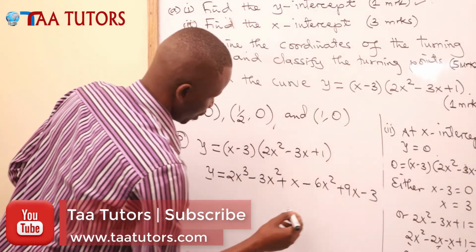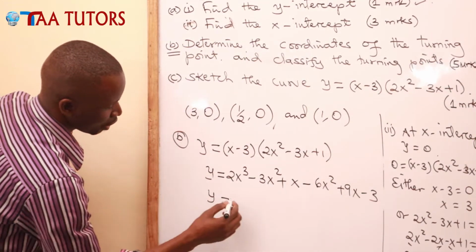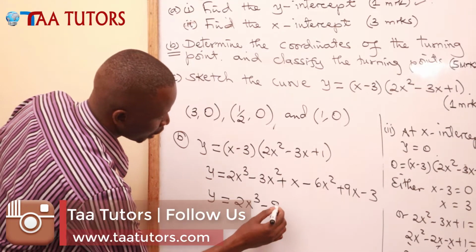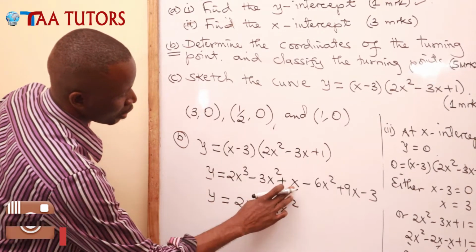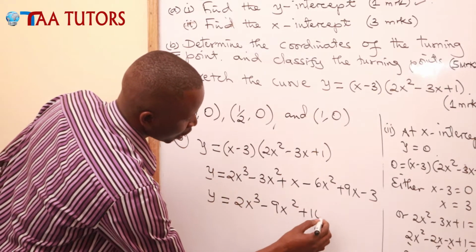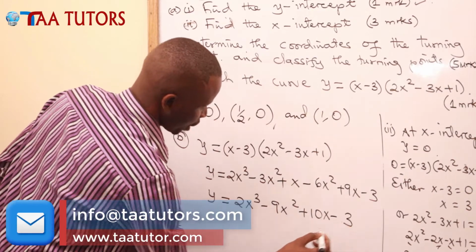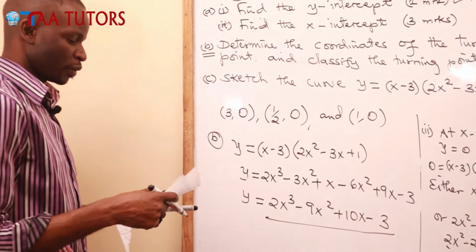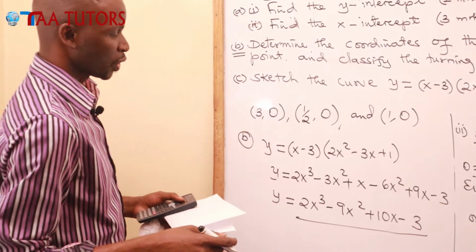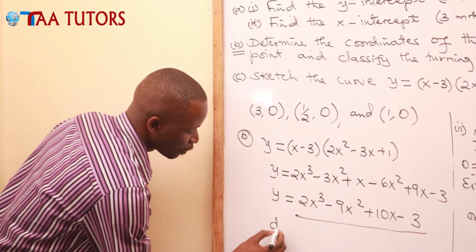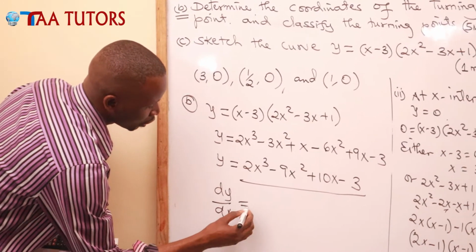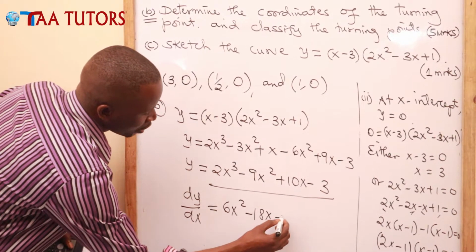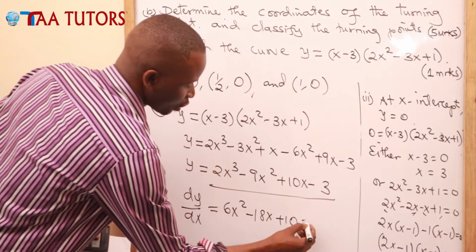minus 3. So y will be, if we collect like terms, 2x cubed minus 9x squared plus 10x minus 3. That is the full function that we have with us. So dy/dx of this function is 6x squared minus 18x plus 10. We know that at the turning point this would be 0.